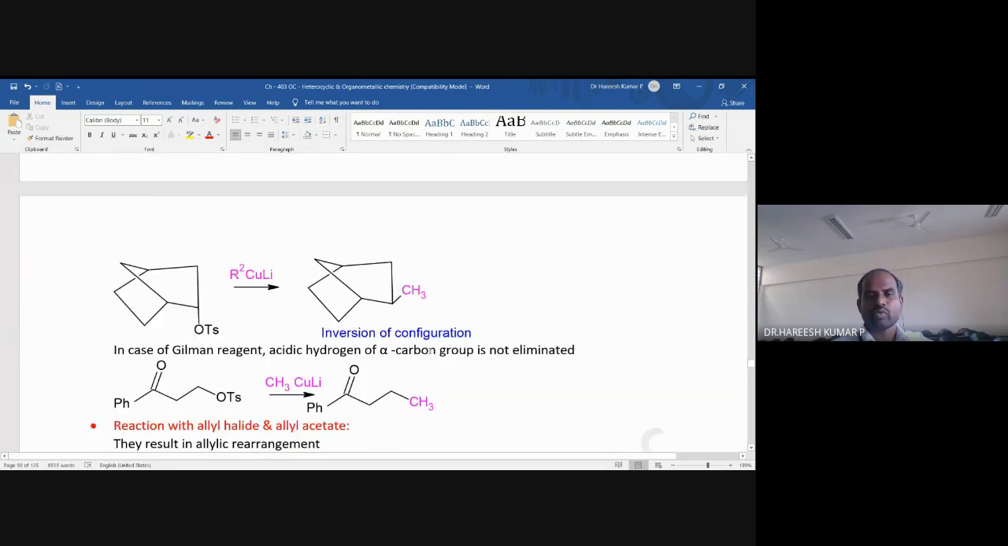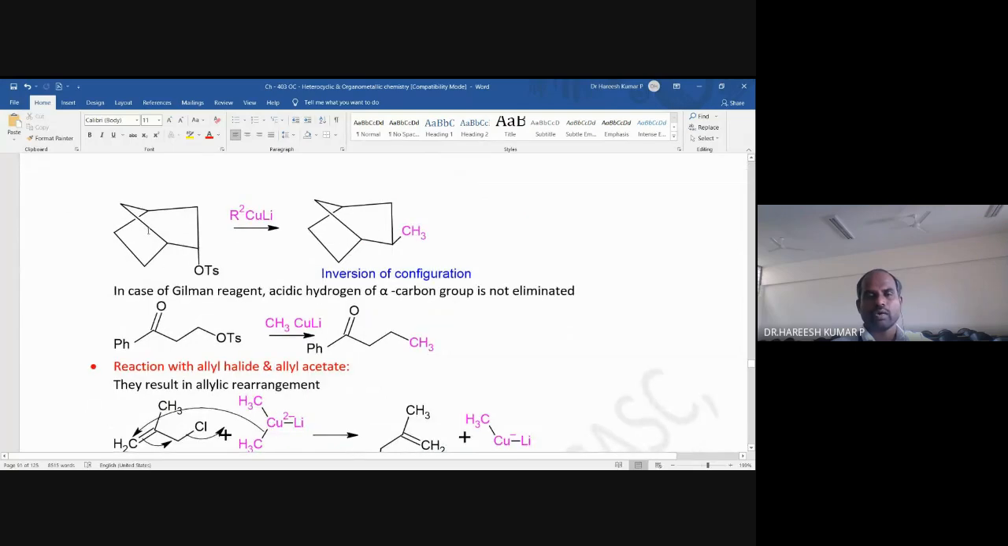With this, I will take a few more examples. I think you are aware of what the name of this compound is. I think you are aware of borneol. Borneol, when treated with PTSA, will convert into the tosylate, borneol tosylate, otherwise bornyl tosylate. So here OTs is a tosylate that can be replaced with R2 dialkyl lithium cuprate. And here, what is the important thing you need to remember? This is not the SN1 reaction.